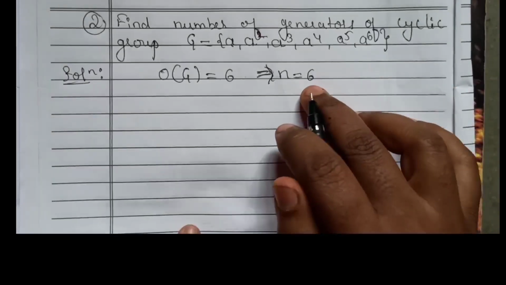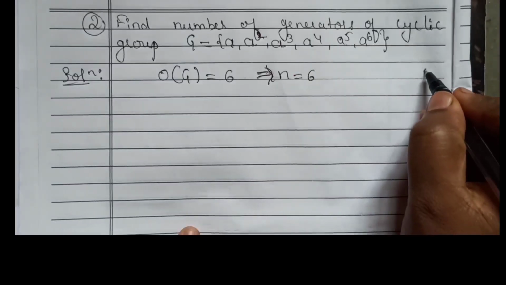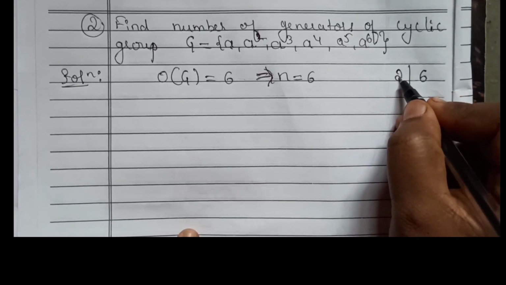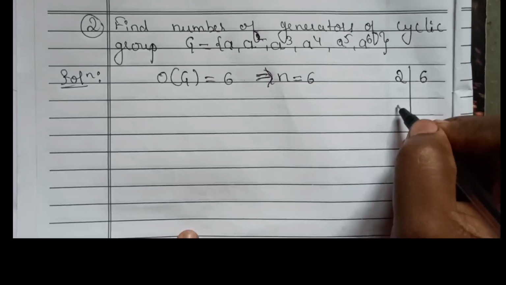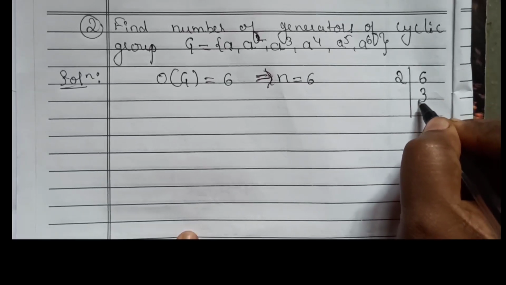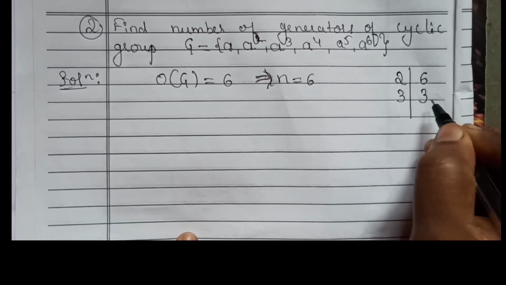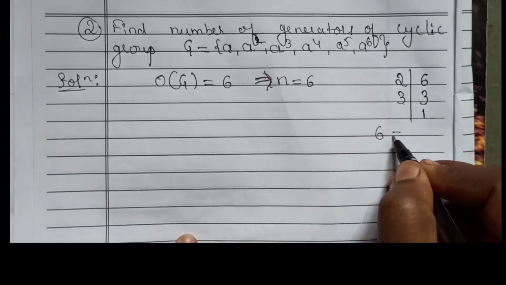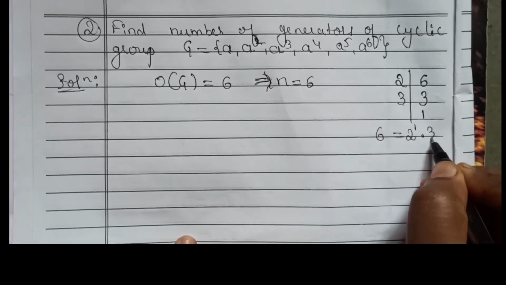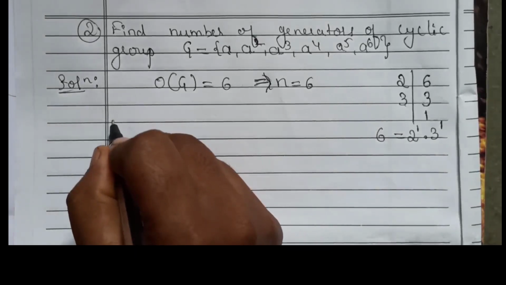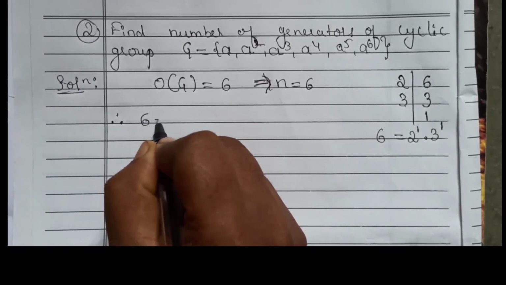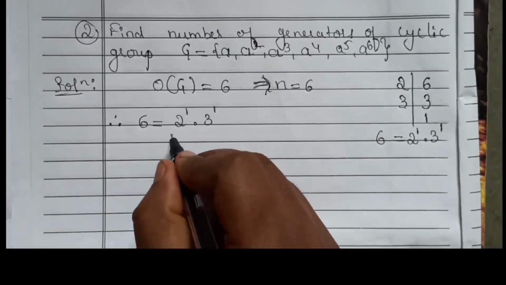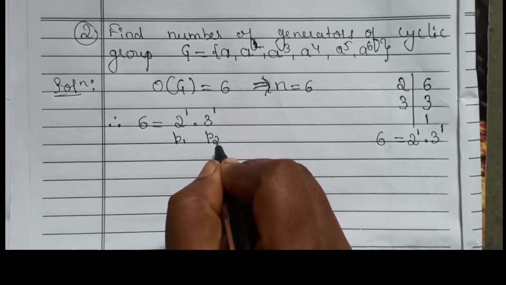Now we have to represent this 6 by its prime factors. Therefore we use this division. The least prime factor is 2. So 2 times 3 is 6, and this 3 can be factorized as 3 to the power 1. Therefore 6 can be written as 2 power 1 times 3 power 1. So this is the first prime number and this is the second prime number.